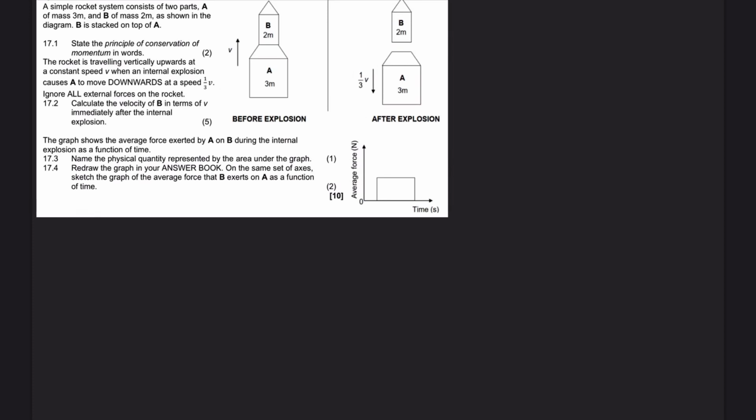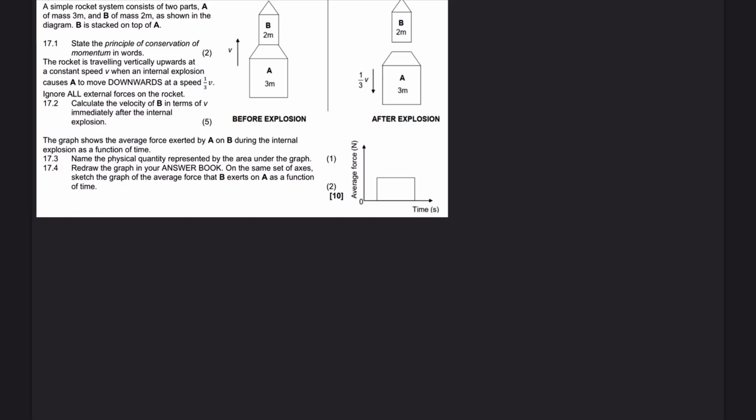Let's take a look at this momentum and impulse question. A simple rocket system consists of two parts, A of mass 3m and B of mass 2m, as shown in the diagram. B is stacked on top of A. 17.1: state the principle of conservation of momentum. You have that, so we won't go through it.